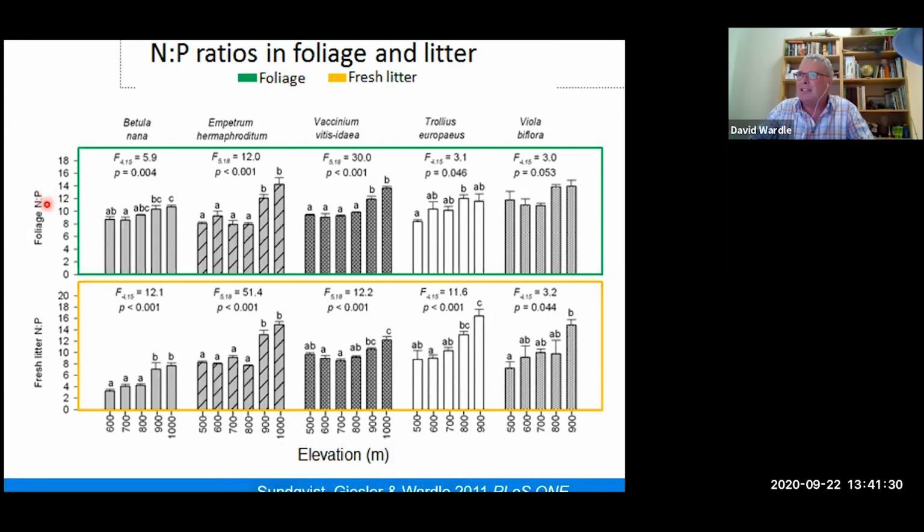And what this shows is the nitrogen to phosphorus ratio, both in the leaves and in the litter, for several plant species. 3 shrubby species, Betula, Empetrum, and Vaccinium, and 2 herbs. And there's a recurrent pattern that for each of these species, we have lower N/P ratio at the lower elevation than the high elevation. This means at the high elevation, we have more phosphorus limitation than nitrogen limitation, and as we warm things up, we get less limitation by nitrogen, presumably because nitrogen gets mineralized.